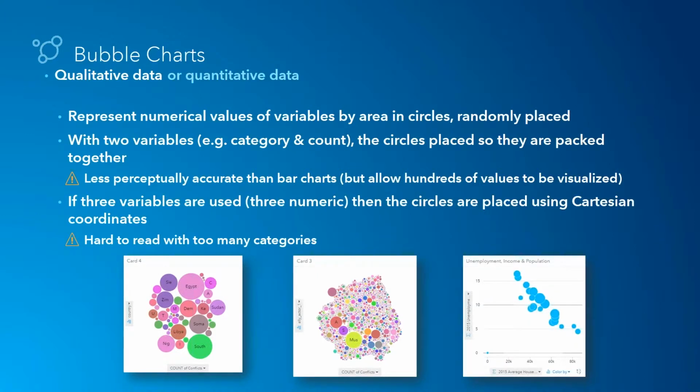We can also work with quantitative data. So if instead of working with a qualitative or categorical variable, you've got numeric variables, we can combine 3 of those together on a Cartesian coordinate. So an x-axis and a y-axis, and then use the size of the bubble to illustrate the third numeric variable. But just be aware that those can become hard to read with too many categories as well.